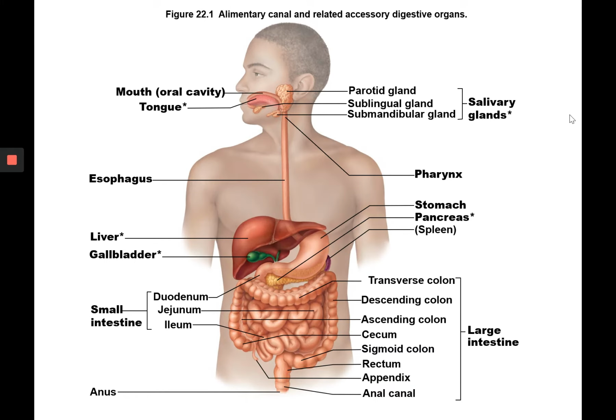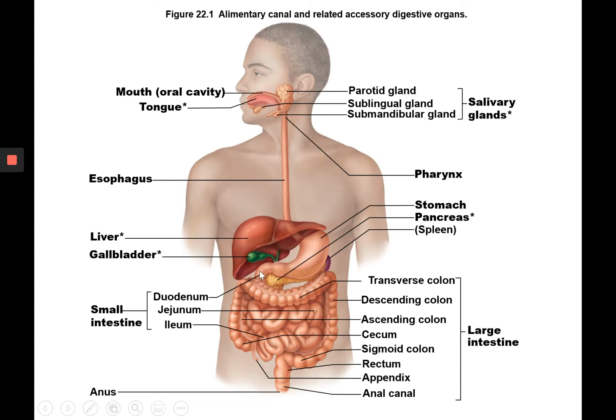Let's trace the route of a piece of food as it would travel from the mouth to the anus. So first, food would be ingested into the oral cavity. From the oral cavity, it would then flow into the pharynx or throat. It would flow first into the oropharynx and then the laryngopharynx. From the laryngopharynx, food would then enter into the esophagus. The esophagus connects the throat to the stomach. From the stomach, food would then flow into the small intestine.